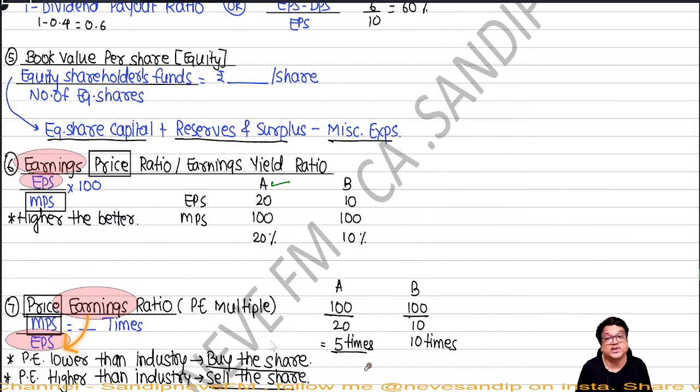What it tells me? See now, this share I am buying for 100 rupees and it is earning 20. I'm continuing with this example. We have already decided we'll buy A, so we'll just confirm. This share I'm buying for 100, it is giving me 20 rupees of earnings. So I'm paying how many times of earnings? 5 times of earnings. Here I have to pay 10 times of earnings. Too much here. It's very costly. I'll buy this. So what is very simple? PE ratio lower than industry, buy the share. PE ratio higher than industry, sell.